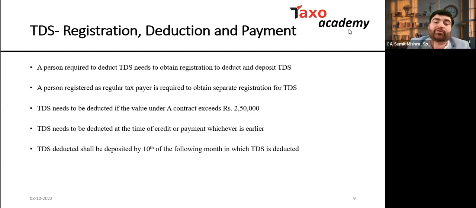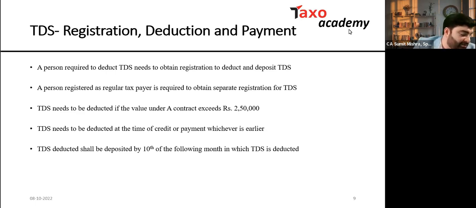But if I am supposed to deduct TDS under section 51, if the provisions of TDS are applicable on my transaction, in that scenario I am supposed to take mandatory TDS registration. TDS registration is required to be taken. For example, let's take an example. If some government department supplying services or goods is supposed to take regular taxpayer registration, even in that scenario, if the supplies I'm taking from a person are subject to deduction of TDS, I have to apply for a separate TDS registration.